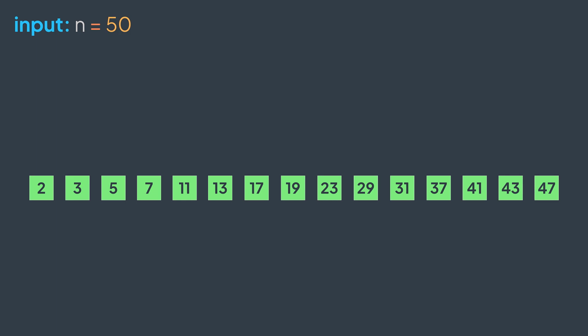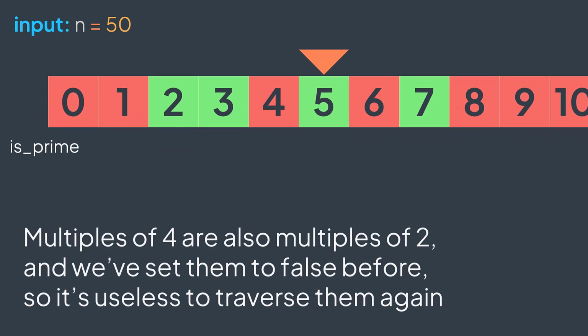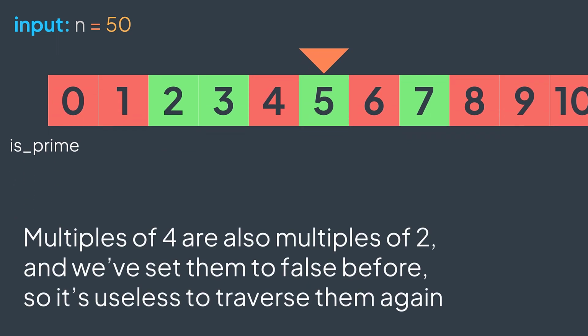Before moving to code, you may be wondering, why did we traverse multiples of prime numbers only? For example, when we were at 3, after it we directly moved to 5, the next prime number. Why did we skip 4? We skipped 4 because it's not a prime number, which means that it has a smaller factor that we traversed before, 2 in our case. And because of that, we already set to false multiples of 4 when we were at 2, because multiples of 4 are also multiples of 2. We've set them to false before.